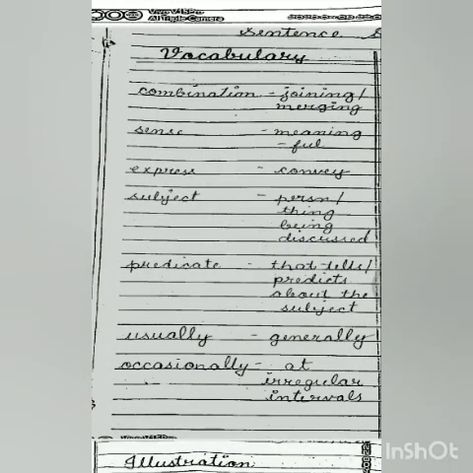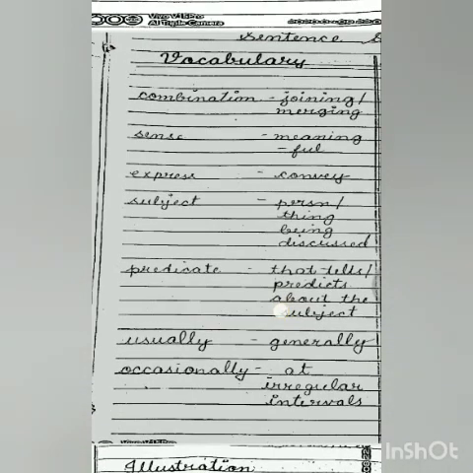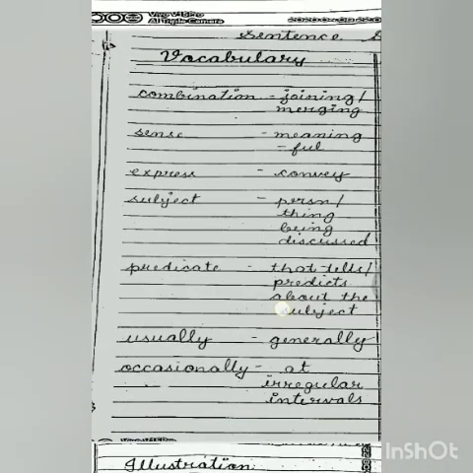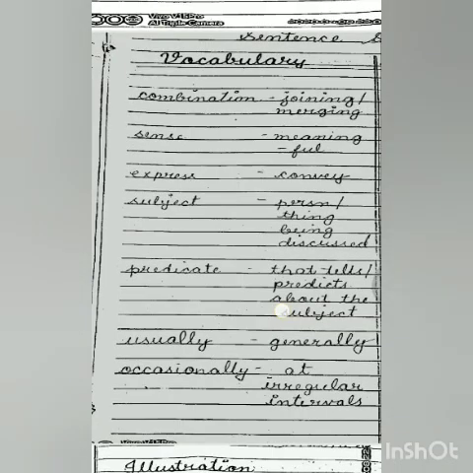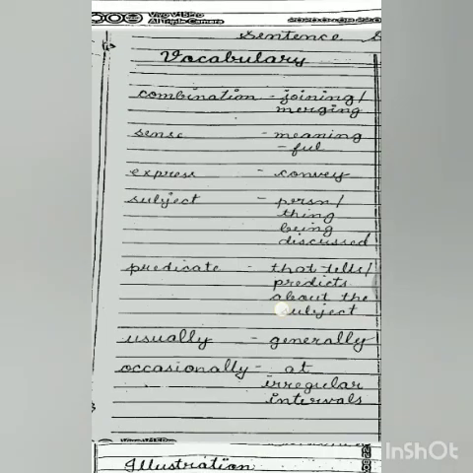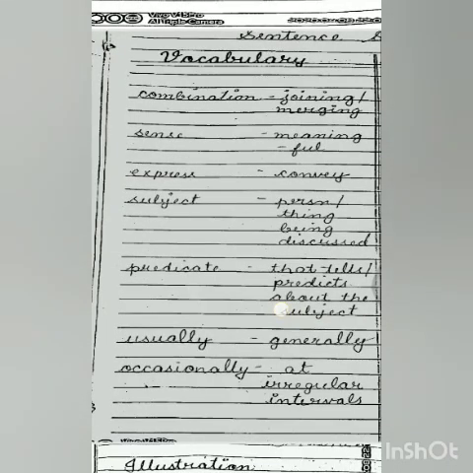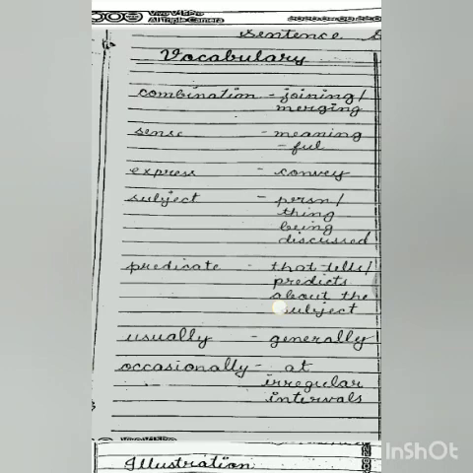Now comes the turn of vocabulary. We have seen many words which you might be knowing or which you might not be knowing. But just to confirm, either you are knowing or not knowing, I have noted down these words as new words. Please jot it down in your copy along with your notes so that you might remember these words forever. So first word, we have seen the definition of sentence. The word was combination and its meaning is joining or merging.